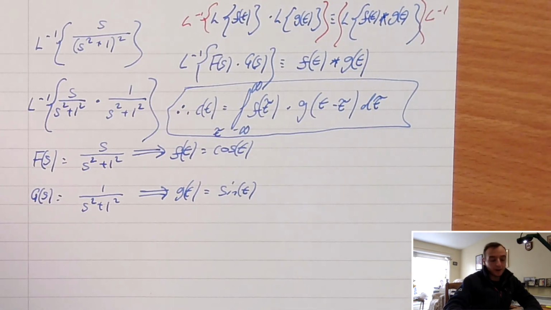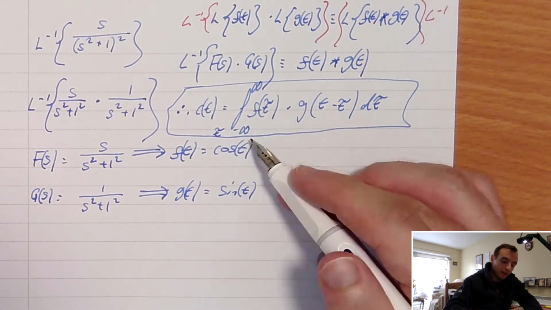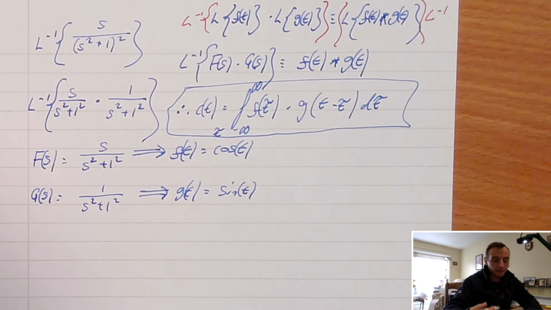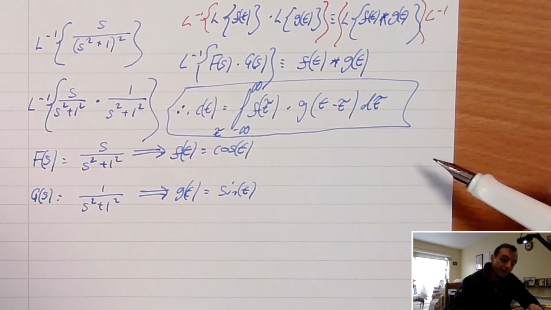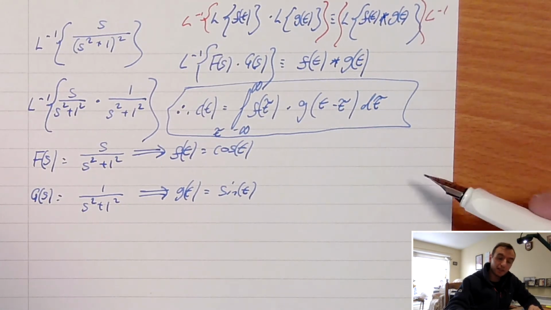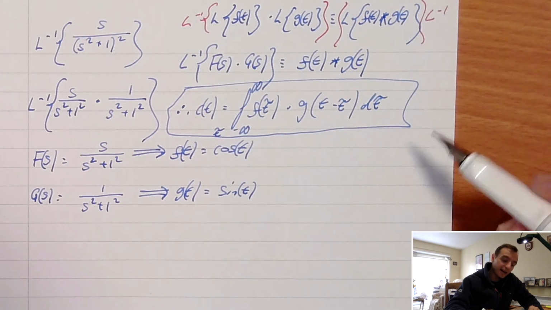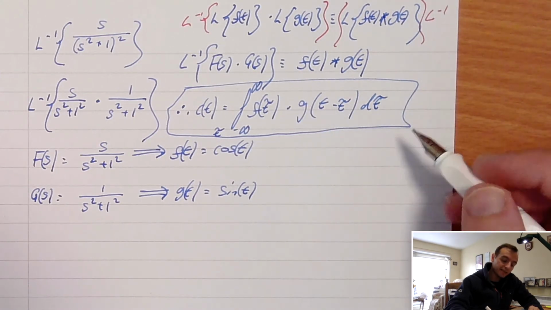We also have to bear in mind what the actual limits are. Laplace is defined right from the very beginning as the semi-infinite integral of f of t e to the minus st dt. So we know that the lower limit must be 0, and as for the maximum limit, the highest limit, well, let's think about this.